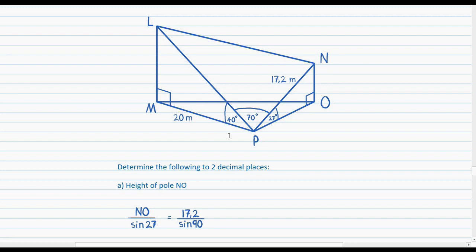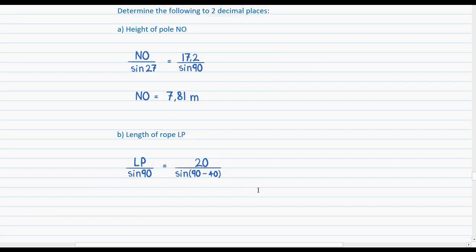And in a very similar manner to this previous question, we can use the sine rule again to determine the length LP by saying LP over sine 90 is equal to 20 over sine 90 minus 40, meaning 50, which is equal to 20 over sine 50. Then rearranging and calculating gives LP as 26,11 meters.